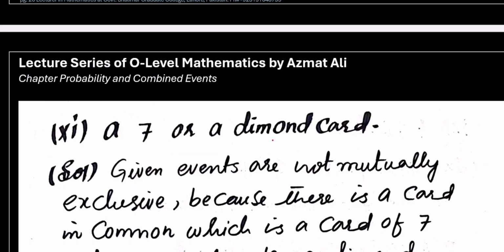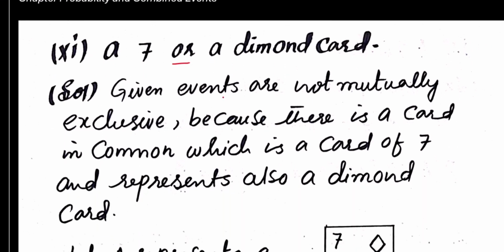A 7 or a diamond card. Again, this is "or". We will use the concept of the probability of a union, but we have to see here whether we will use the probability of mutually exclusive or not mutually exclusive events. The given events are not mutually exclusive events, because there is a card in common, which is a card of 7 and is also a diamond card.